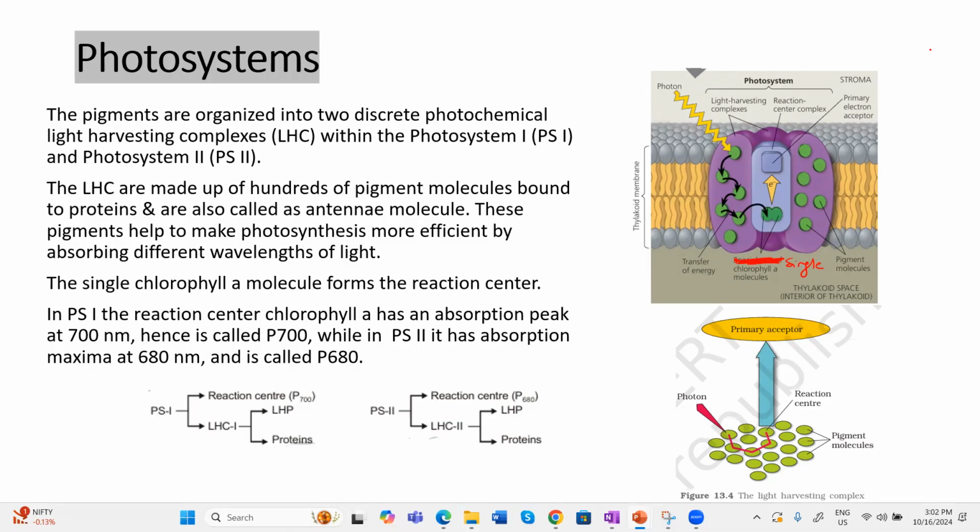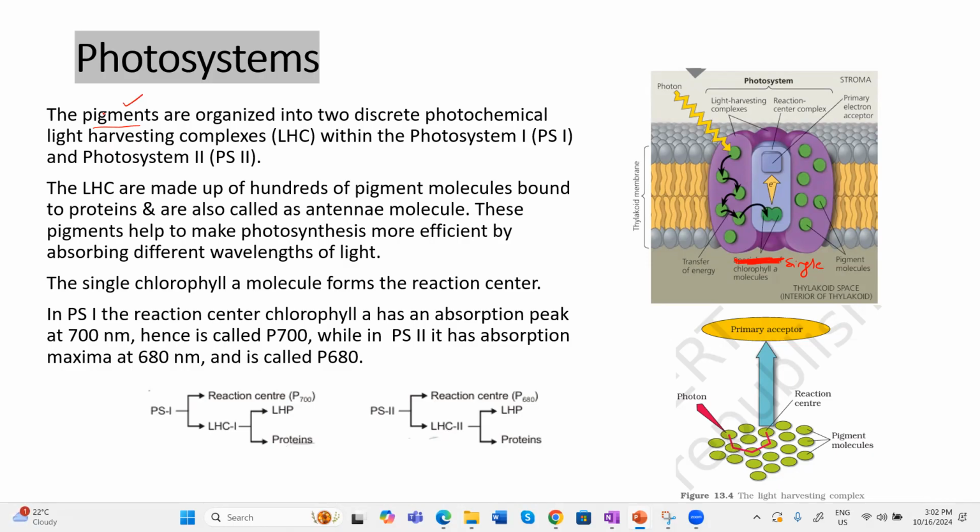In the previous video we studied that there are different types of pigments playing a role in photosynthesis. The major pigment is chlorophyll A, but other pigments are also present, which we call accessory pigments. Now we will see how these pigments are organized. We find they are organized to make a light harvesting complex.